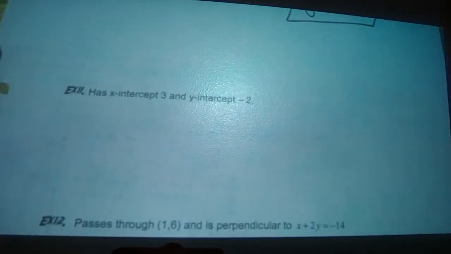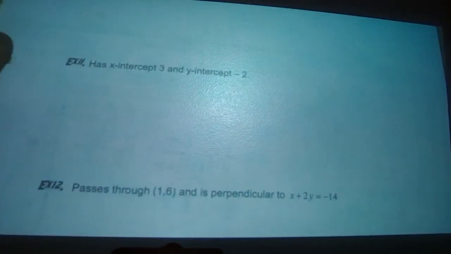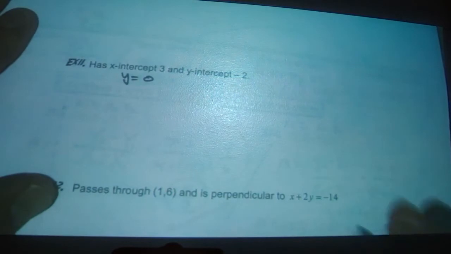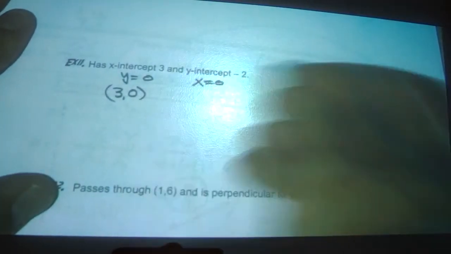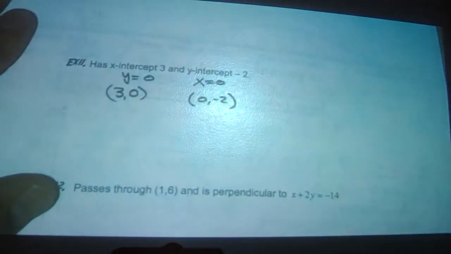All right. I'm going to skip over that one. I got a couple more I want to show you. X and Y intercepts. We talked about X intercepts are when Y equals 0. So when they tell you that you have an X intercept of 3, then you know that's a coordinate point 3, 0. And vice versa, a y-intercept is when x equals 0. So you know when you have a y-intercept of -2, that is 0, -2.